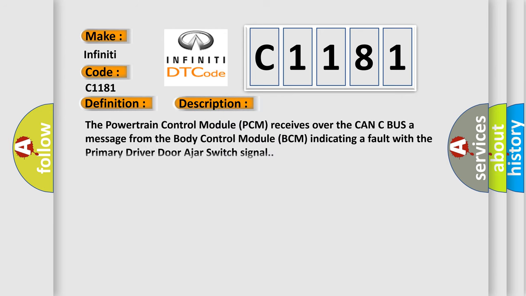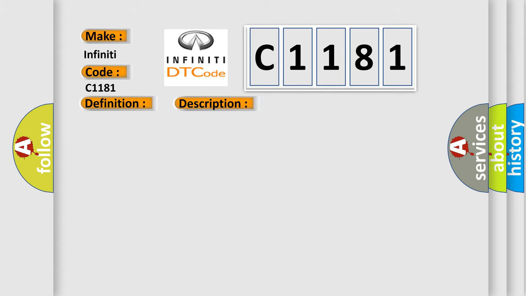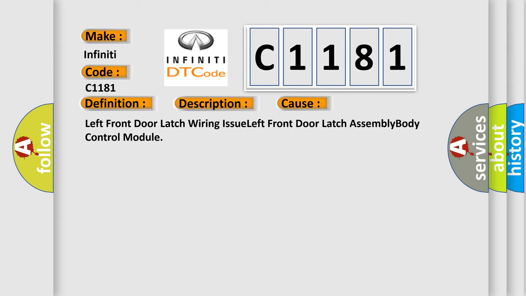And now this is a short description of this DTC code. The powertrain control module PCM receives over the CAN C bus a message from the body control module BCM indicating a fault with the primary driver door ajar switch signal. This diagnostic error occurs most often in these cases: left front door latch wiring issue, left front door latch assembly, body control module.